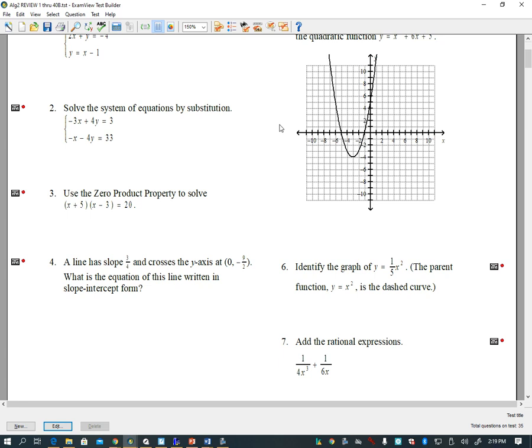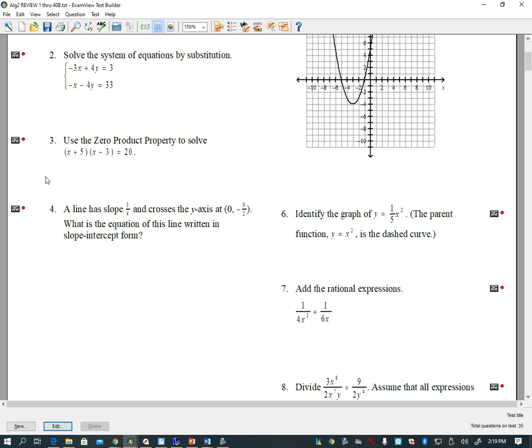This is Algebra 2, Review 1 through 40, Part 2. So we're going to keep going through here. We're going to take a look at question number 2. Now, it's really similar to question number 1, but when we're talking about solving a system of equations by substitution, the first thing that you have to do is get at least one of the equations to solve for one variable.